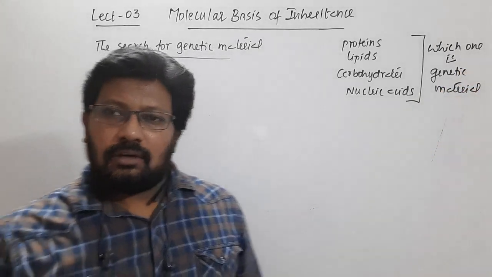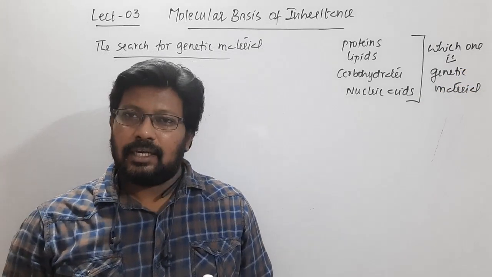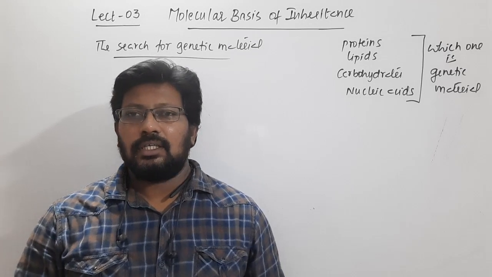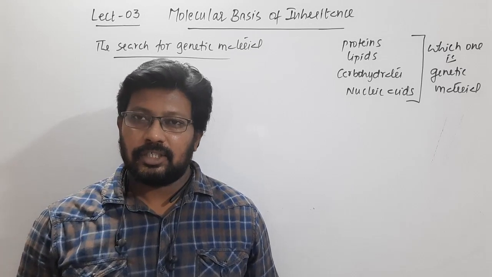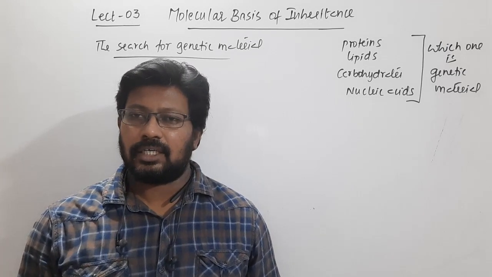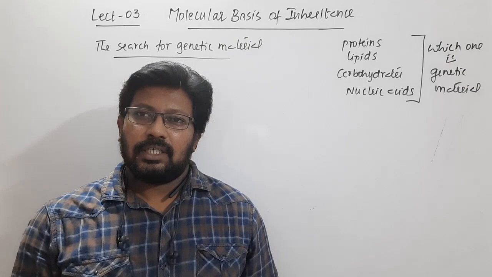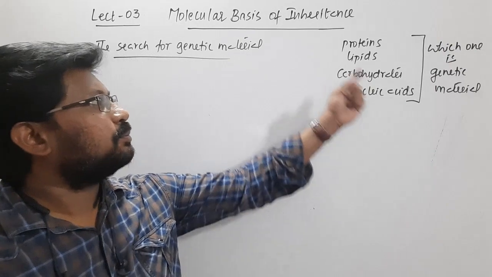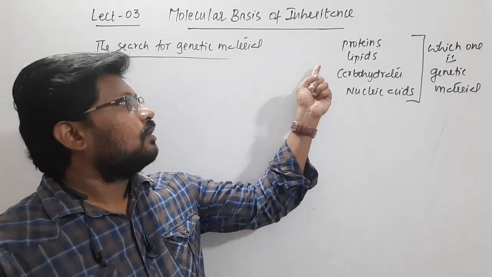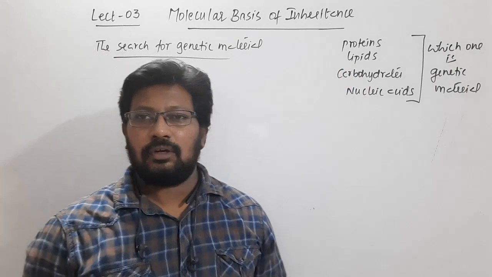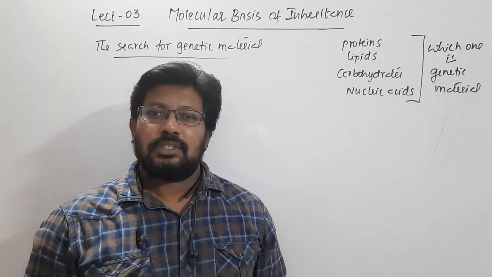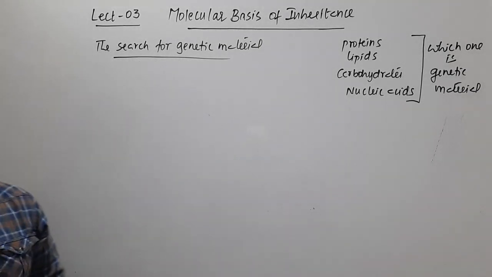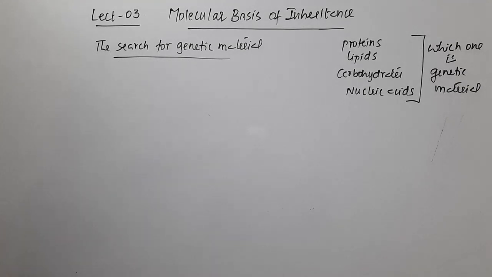Of course, we already have understood that it is DNA, as I have mentioned several times in previous sessions, but I'm talking about the 1900s. Even before 1926, no one knows actually what is the genetic material. Whether protein is acting as genetic material, or lipids, or carbohydrates, or nucleic acids. And the search was started in 1926 with the experiments of Frederick Griffith.